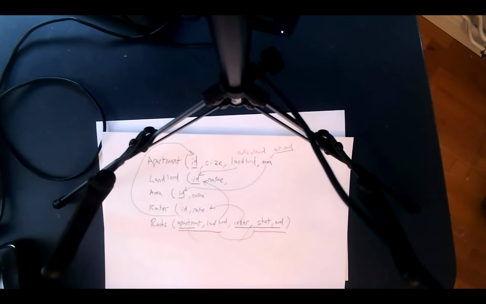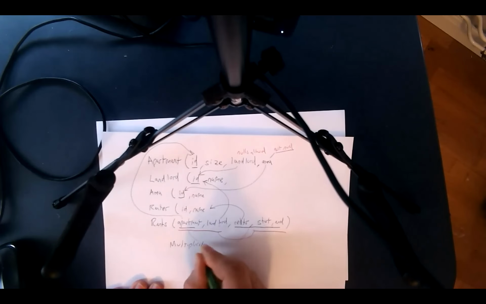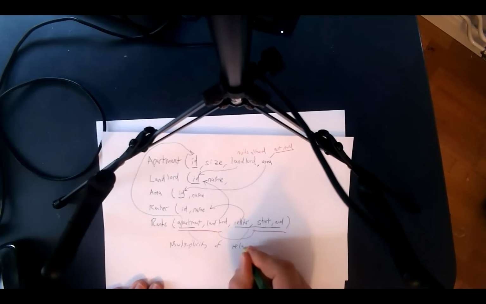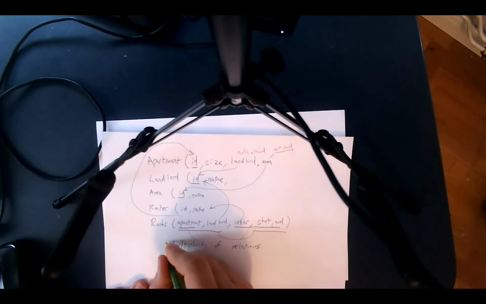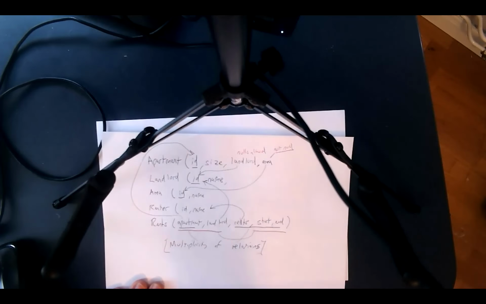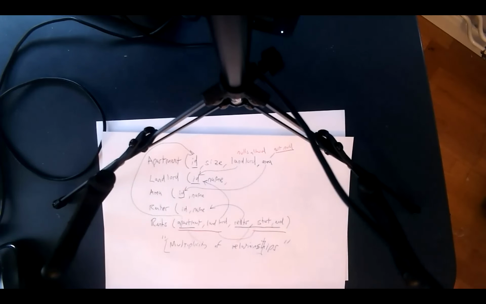I misspoke earlier, I'm sorry. I said cardinality before, but I should have said multiplicity. So in the lecture, I should say multiplicity of relationships instead of cardinality. It becomes cardinality constraints. Just think multiplicity of relationships, and use that instead. I apologize for that.